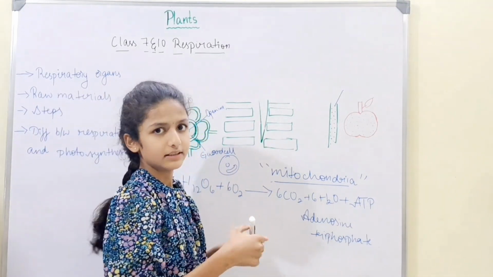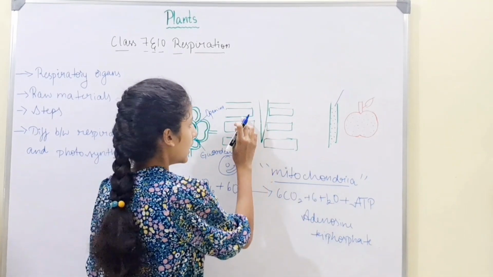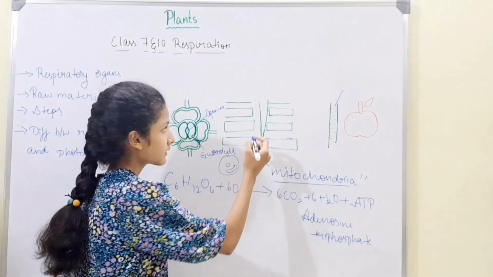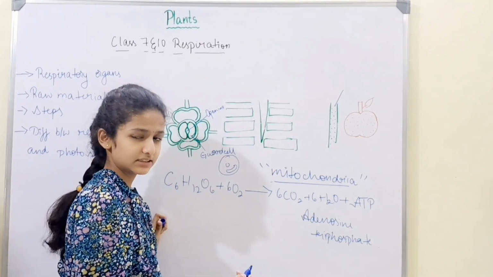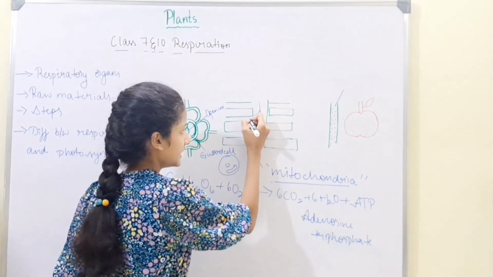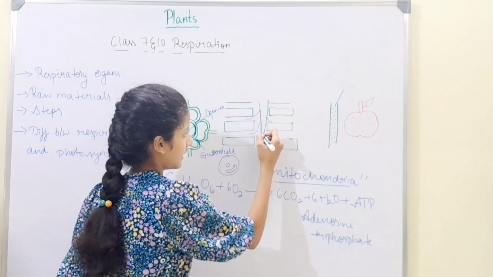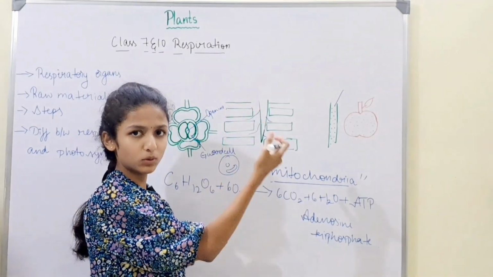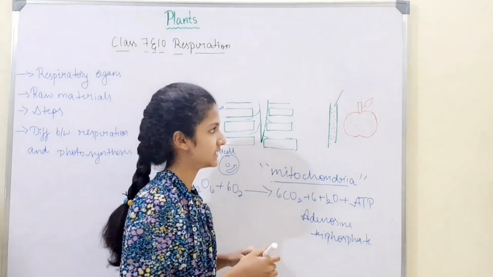Next is root hair. This is a root, it's below soil. So these are the soil particles. Between them there will be some air spaces. In those air spaces, we can find oxygen. So these tiny root hairs grab that air from there. So this is how respiration takes place through root hairs.